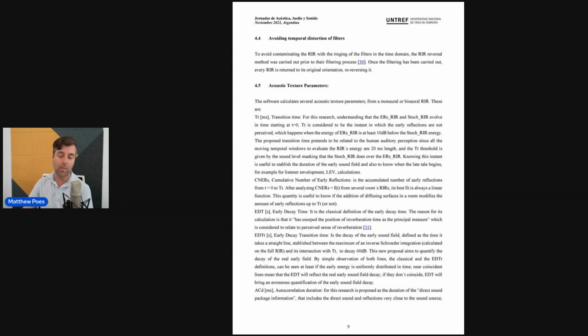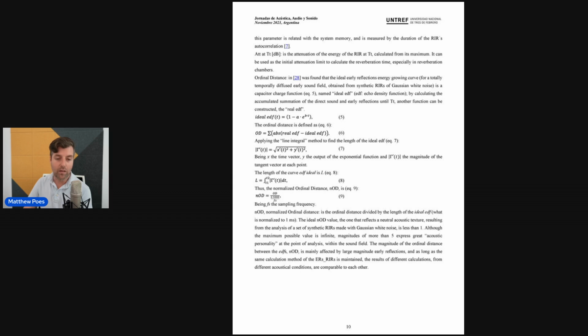He basically is arguing this is a better measure to use for small rooms, or really just a better measure in general. So it's the decay of the early sound field, defined as the time it takes a straight line established between the maximum of an inverse Schroeder integration calculated on the full RIR and its intersection with the transition time, the TT, to decay 60 dB. This new proposal aims to quantify the decay of the real early field. And so basically he's just saying it's a better assessment of that.